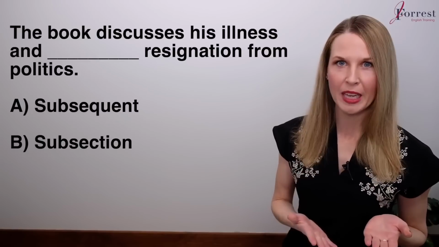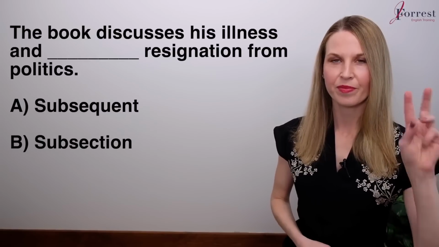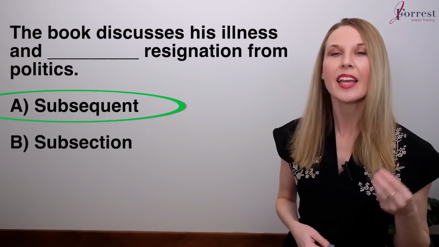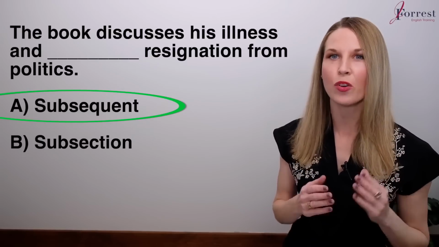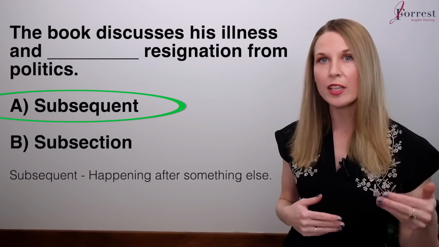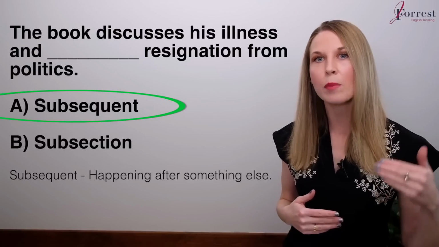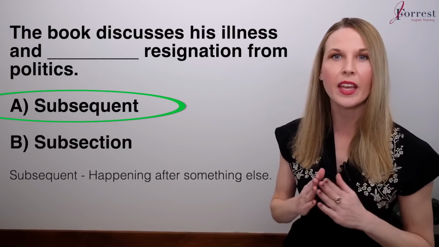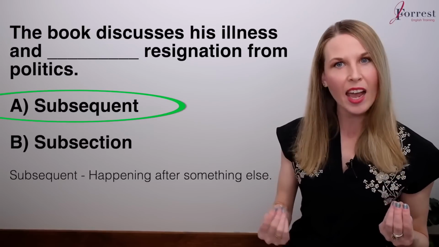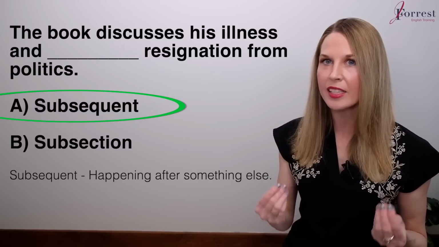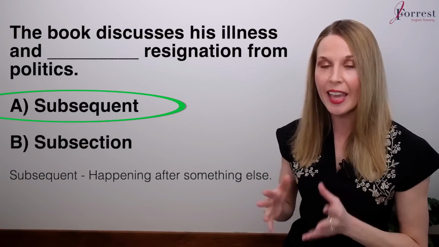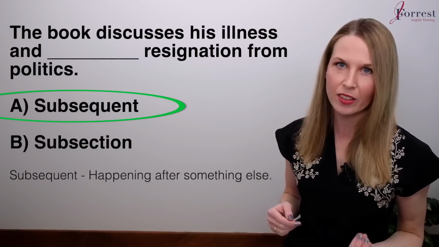Number 8, the book discusses his illness and blank resignation from politics. A or B? A, subsequent. His subsequent resignation from politics. This has a simple meaning. Subsequent just means something that comes after something else. So first he had his illness, and after he resigned, his subsequent resignation, his resignation that came after his illness.